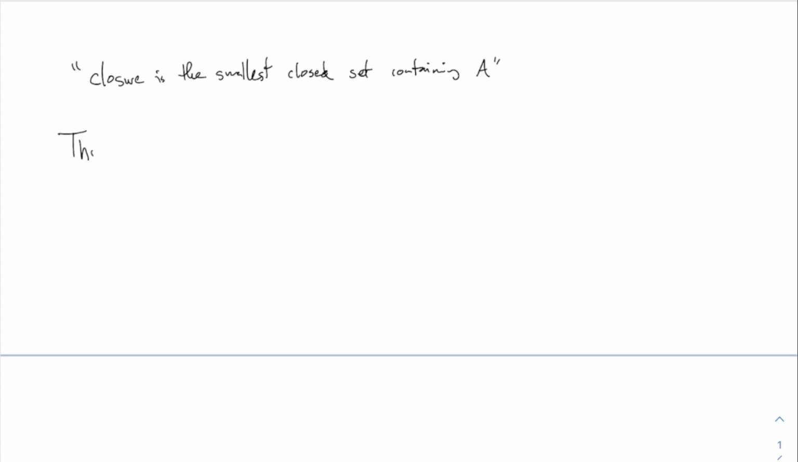Here's a theorem that is actually trying to say that specifically. There are really two parts. First of all, the closure is a closed set. And second of all, there is this business about smallest. So I'm going to write it in two parts here.